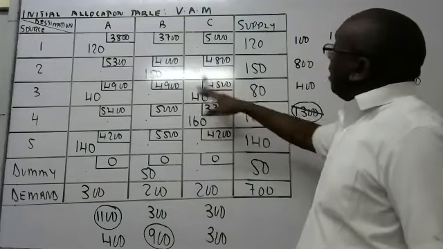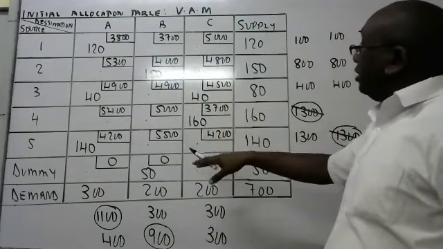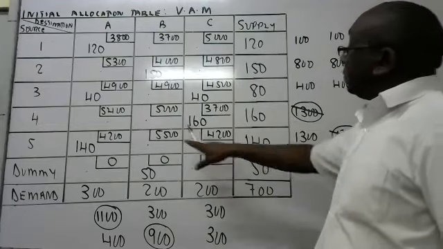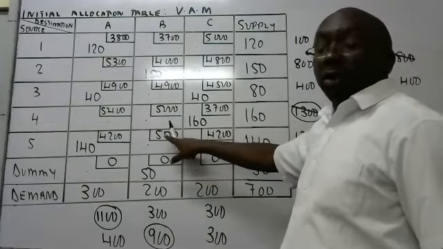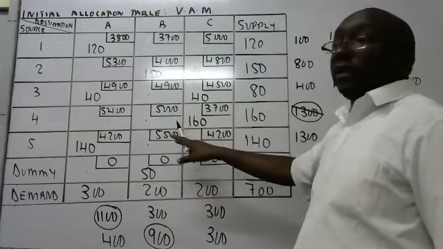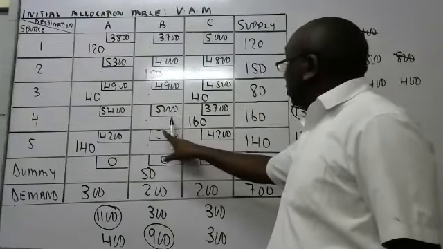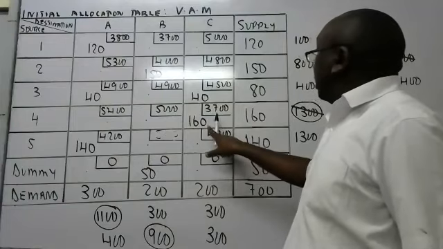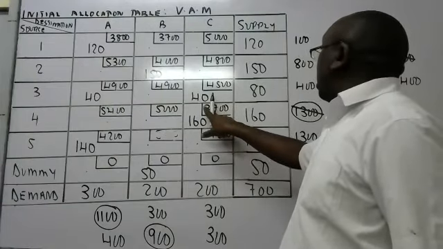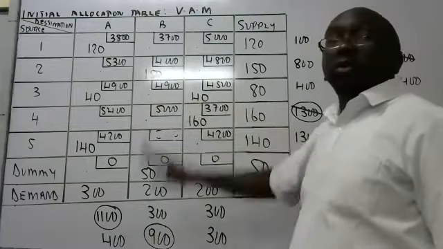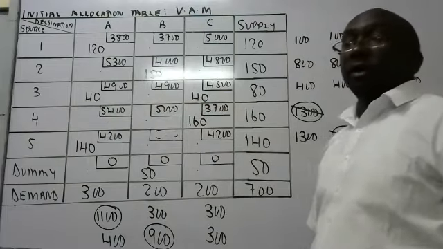But in kuangalia kama hapa, the highest is 55. So you subtract all the others from 55. So sasa hapa hii itabaki ikiwa what? 0, hii itakuwa 13, hii itakuwa what? 23, and so on. Yeah.